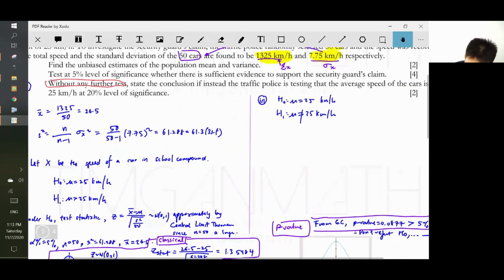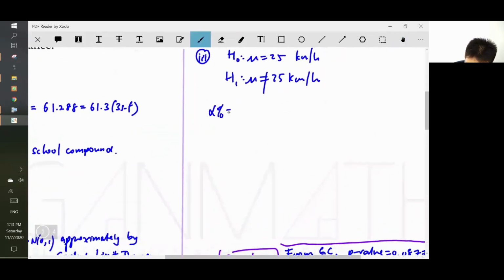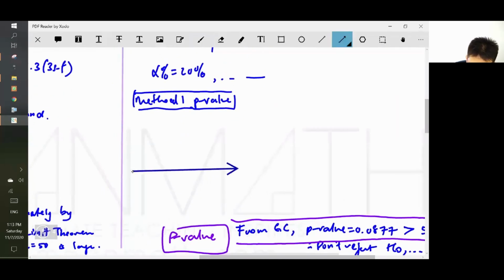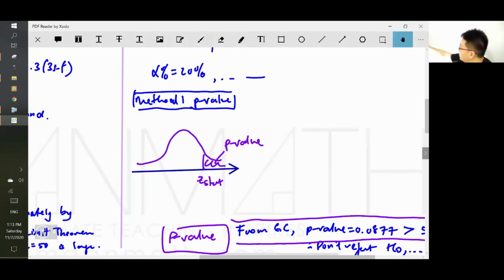If instead we test at alpha percentage 20%, everything remains the same. So when you're doing method 1, the easier one will be the p-value method. Okay, this one just take note. So when you're using the same curve here, this is your z-stat, right? This is your p-value, for one tail. So everything stays the same.